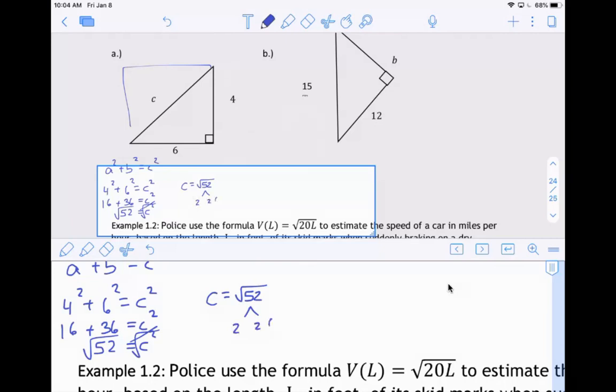2 and 26, 2 and 13. I might call it 2 root 13. Meters, nanometers, light years, whatever you're working with. I would call it 2 root 13 is the most accurate. Alrighty, let's do it again.